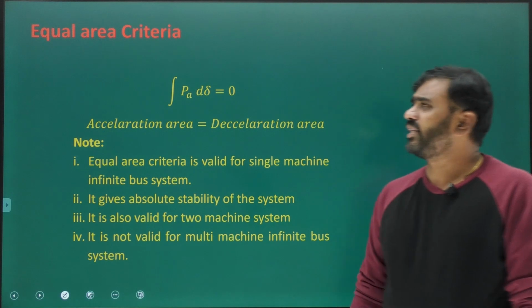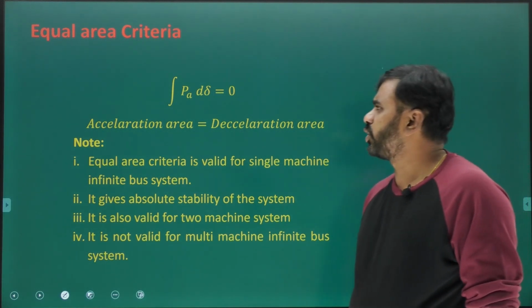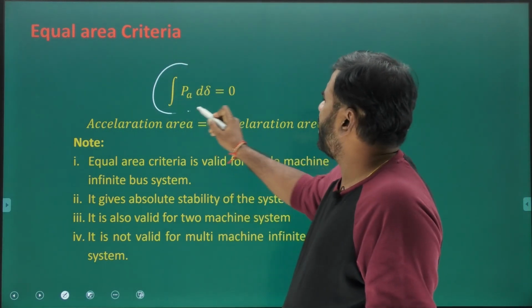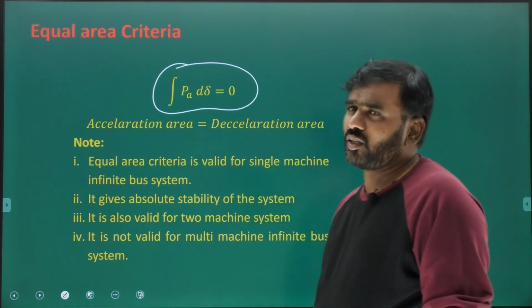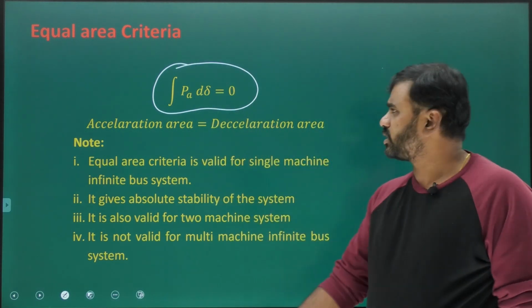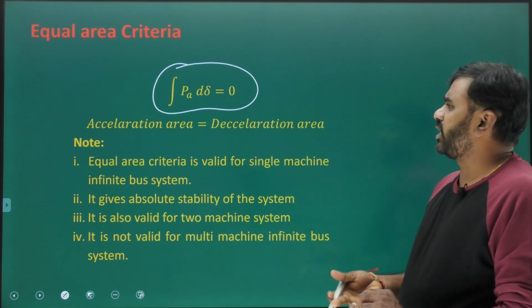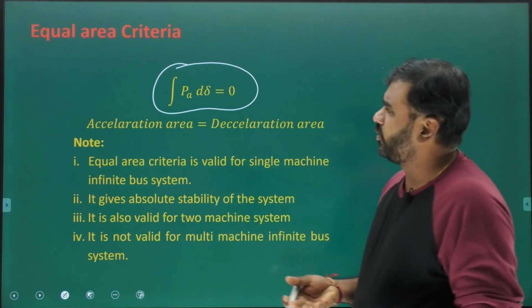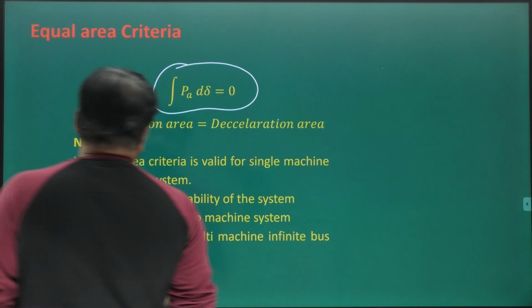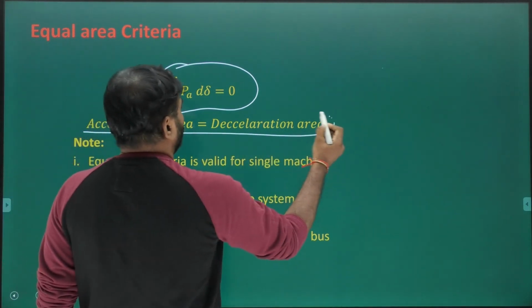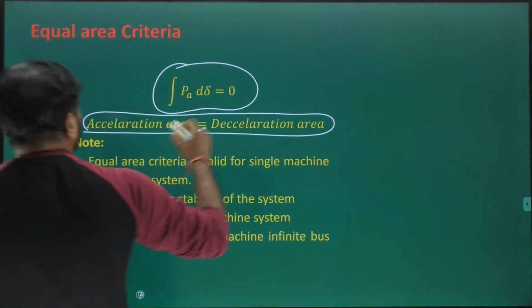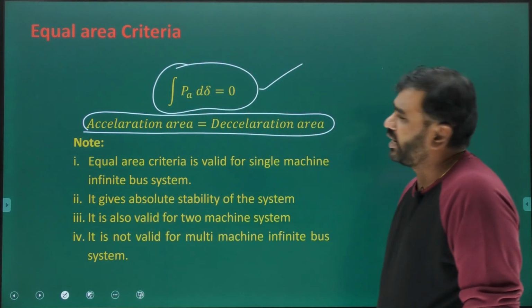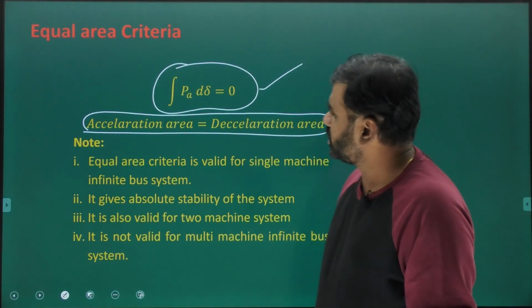Now, equal area criteria. What is the equal area criteria saying? Followed by a large disturbance, if the area under the Pa versus delta curve is 0, then that's enough to say the system is stable. But careful: only when the acceleration area equals the deceleration area is the area under the Pa d delta curve 0.